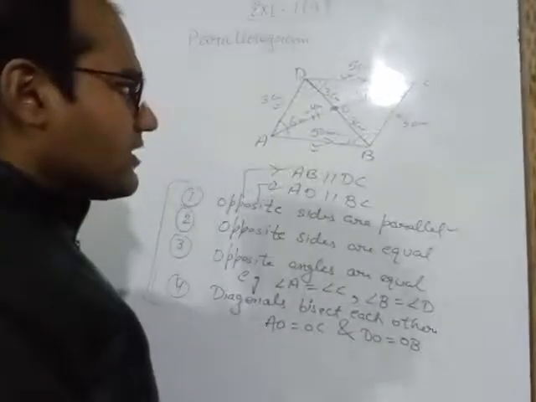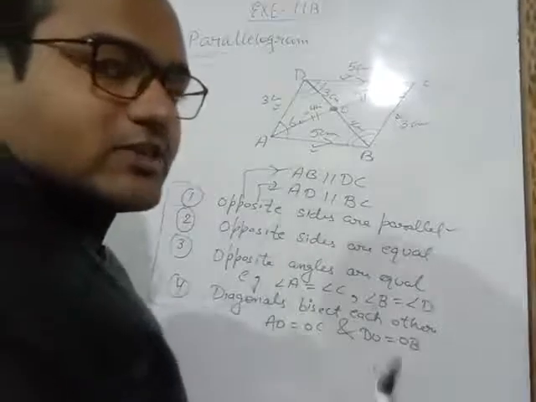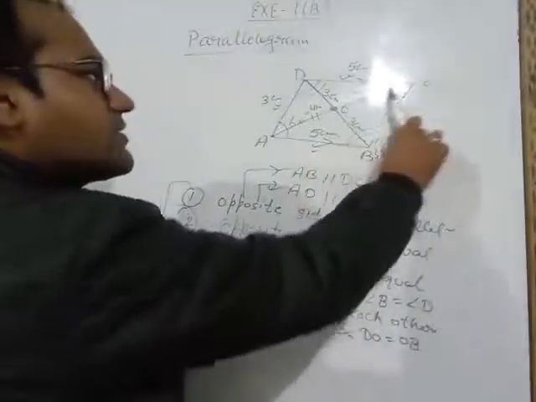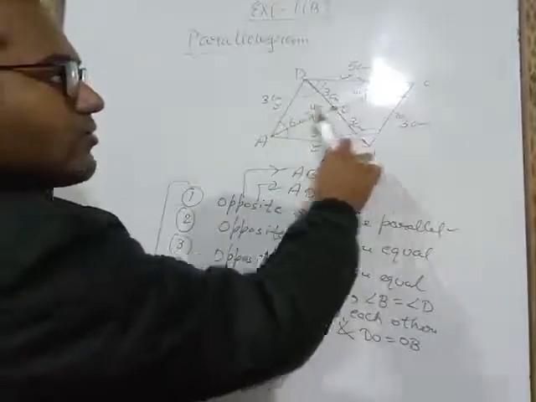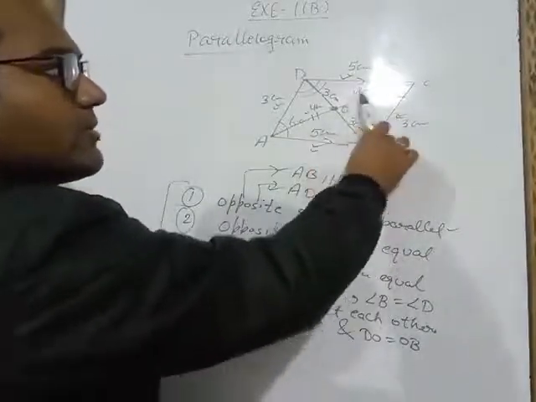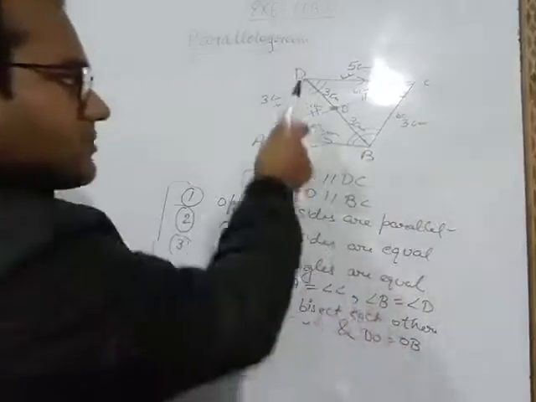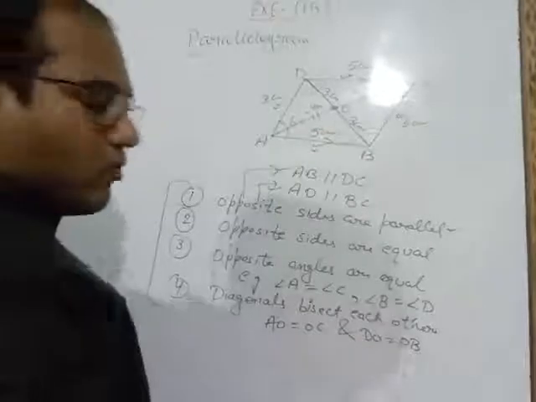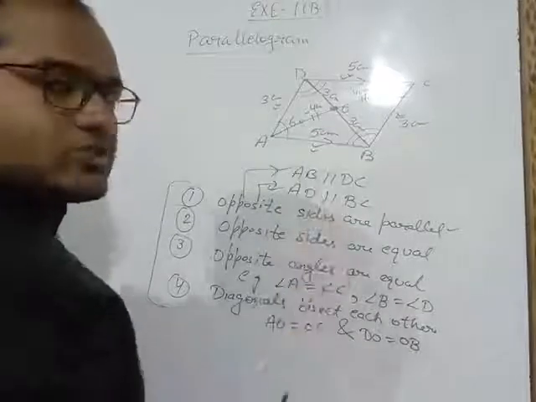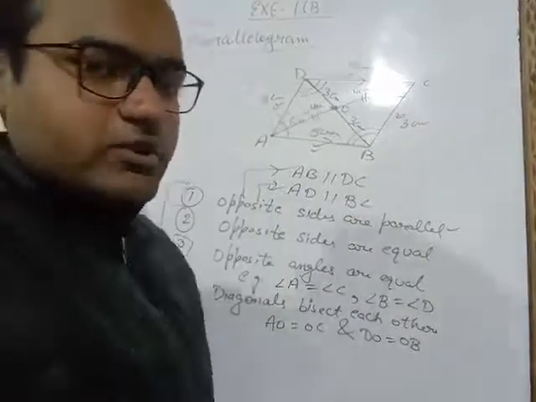And the last property is that diagonals bisect each other. Both diagonals will bisect each other. Bisect means half and half. So this is the first diagonal AC. If this full length is 8, then it will get halved. AO will be equal to OC, both will be 4 centimeters. Similarly, this diagonal will also get bisected. DO will be equal to OB. So these are the four properties which you have to remember for solving the questions.